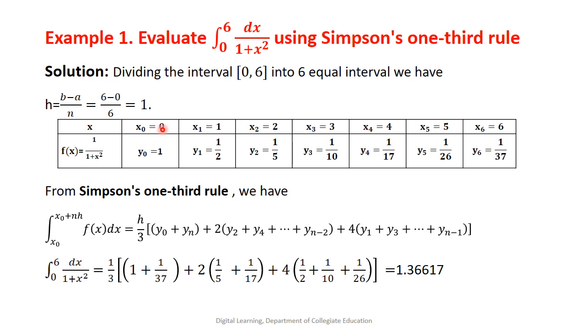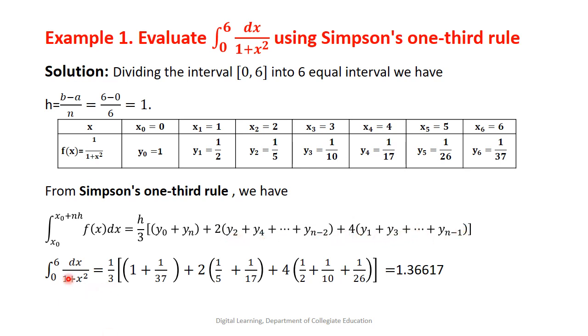Now I substitute x0 is equal to 0 here, I get y0 is equal to 1. Using x1 is equal to 1, I get y1 is equal to 1 by 2. In the same manner, using these values, we get y2, y3, y4, y5, y6. Now we write Simpson 1/3 rule formula, and here this is given by x0 to x0 plus nh f of x dx, h by 3, first term and the last term, 2 into all even terms plus 4 into remaining terms.